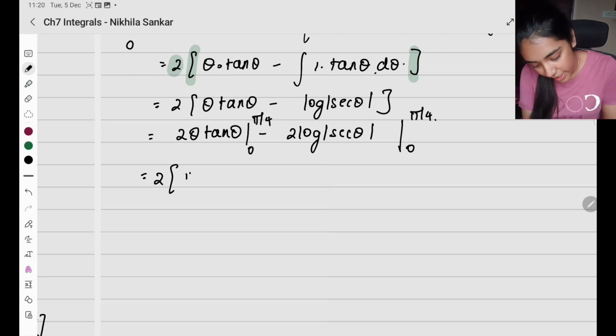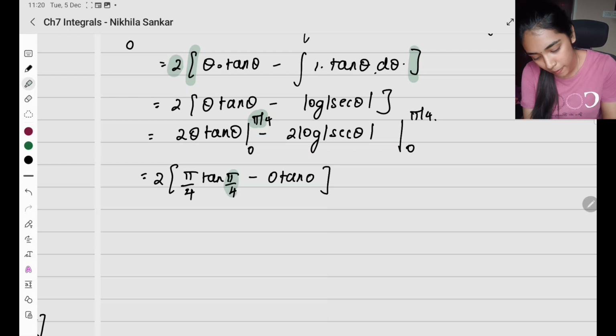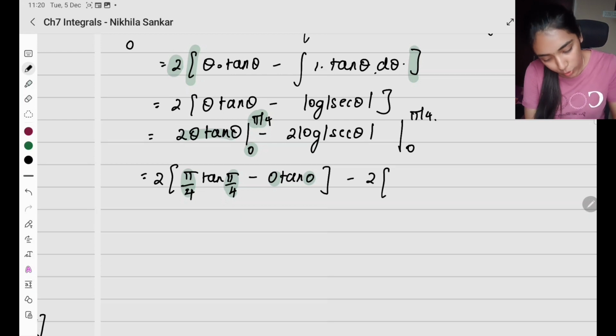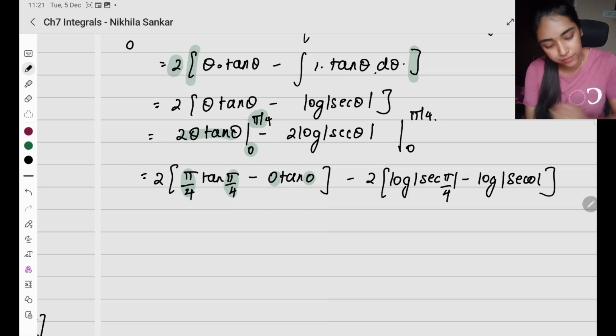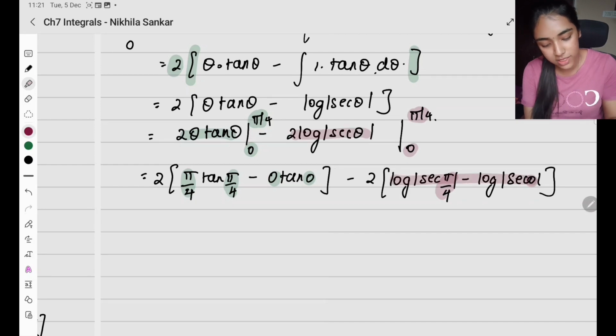So, 2 times, I have theta as pi by 4 times tan pi by 4 minus 0 times tan 0. So this is my first term. So upper limit minus the lower limit wherever I have theta. Now the second term: minus 2 times open bracket log mod secant pi by 4 minus log mod secant 0. Okay. So this is going to be my second term. Pi by 4 upper limit minus lower limit, and this is going to be my second half of the equation.